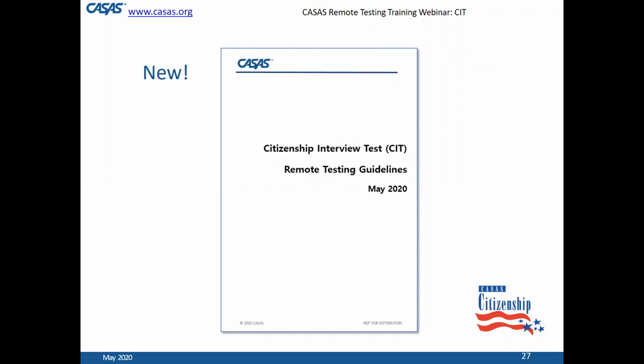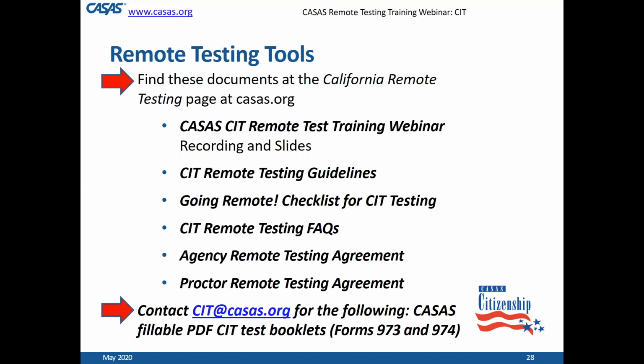So here's the cover of the SIT remote testing guidelines that have been prepared for you to follow. It includes all the information we've covered today in the training and much more. So we hope you'll take a good look at that. You can find all of the documents and agreements we've talked about today, as Portia said, on the California Remote Testing page on the CASAS website at www.casas.org.